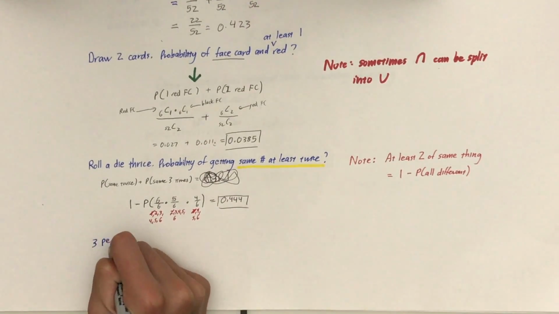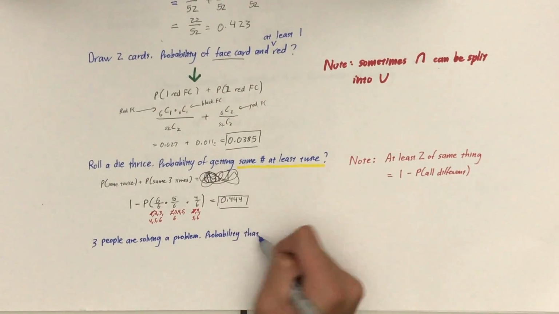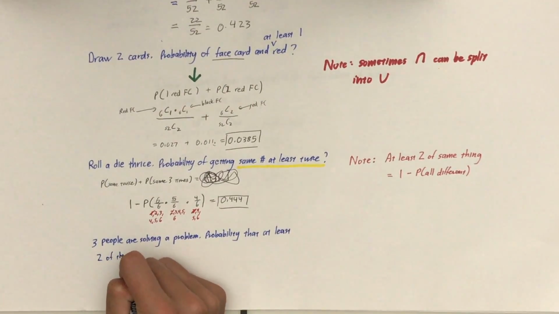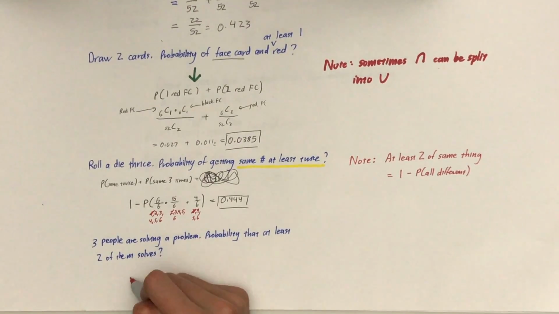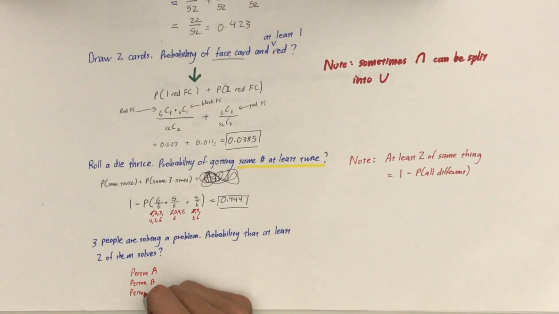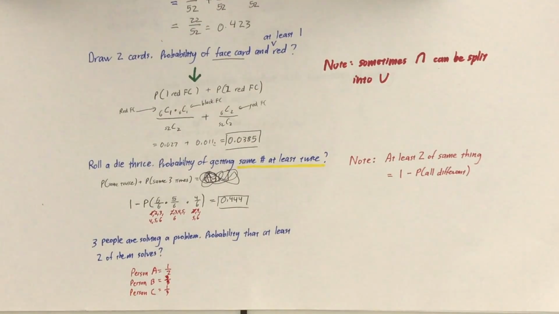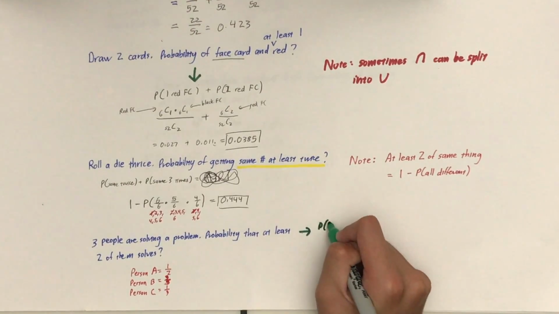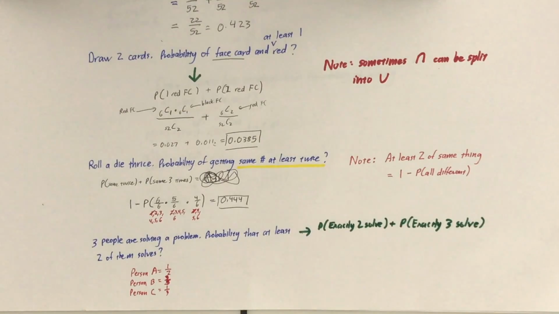And finally, let's say that 3 people are solving a problem, and what's the probability that at least 2 people solve it? And let's say that the probability of person A solving it is 1/2, the probability of person B solving it is 3/5, and the probability of person C solving it is 1/3. Since it isn't asking us for at least 2 of the same, we just do what we did before, where we add the probability that exactly 2 solve plus the probability that exactly 3 solve.